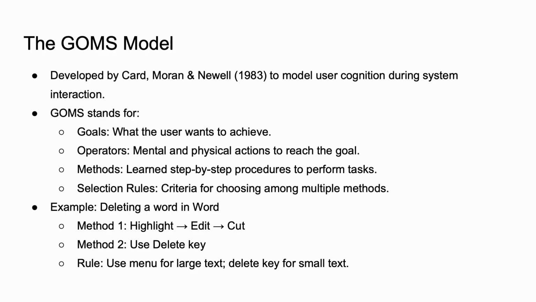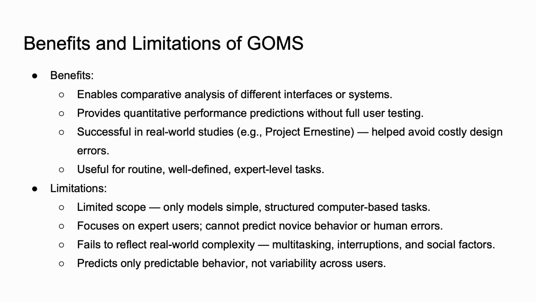For example, in Microsoft Word, a user may delete text either through the menu option or by using the delete key from the keyboard. The choice depends on context. Larger text selections favor menus, while smaller edits are quicker with the keyboard. The GOMS model offers a structured way to compare different system designs by predicting task efficiency before implementation.